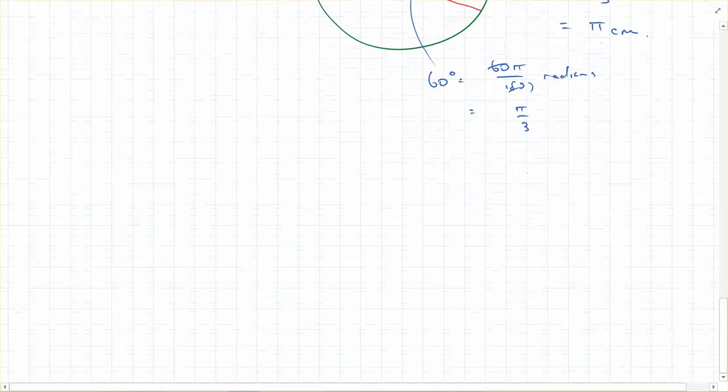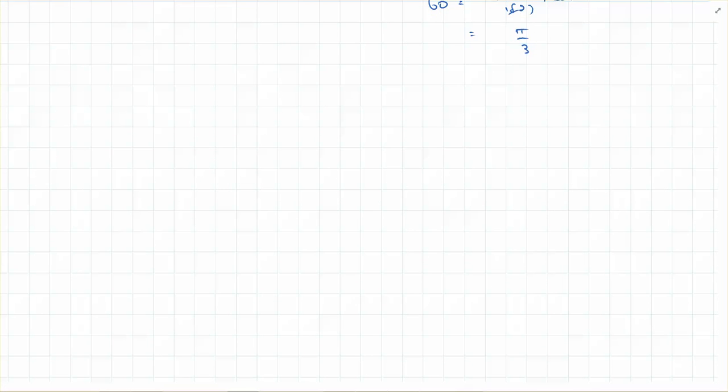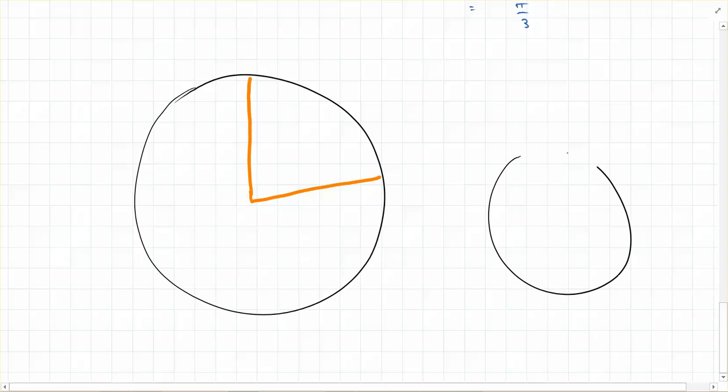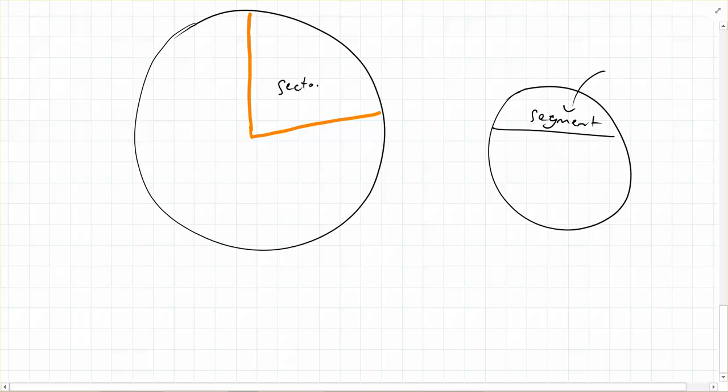Okay, sector area is the last little thing I want to look at here. You know what a sector is. A sector is just a piece of pie in a circle. Remember, a segment, while we're talking about it, is that there, whereas this is a sector. So for sector area, if we've got this angle theta and our radius is r, what's our area going to be?